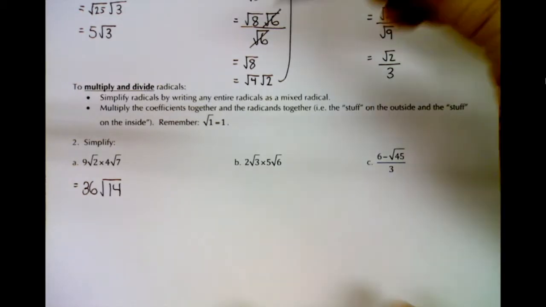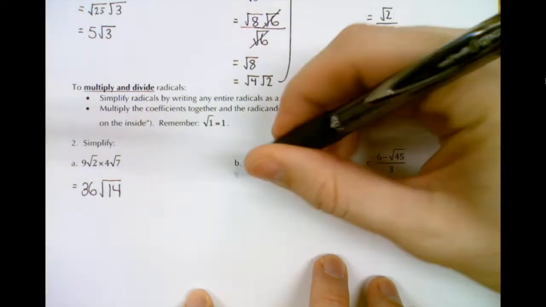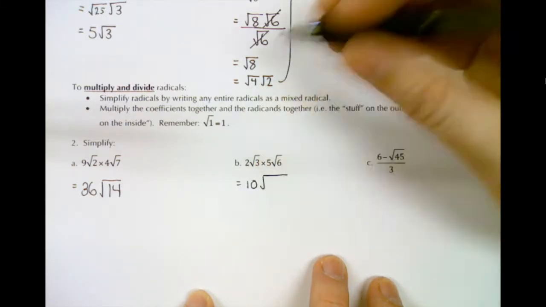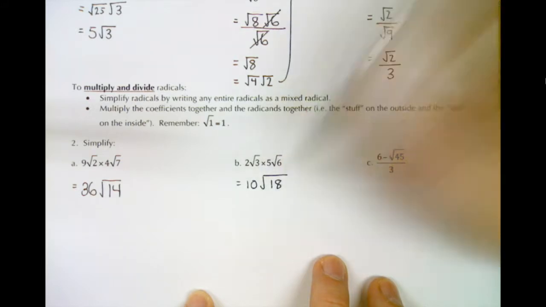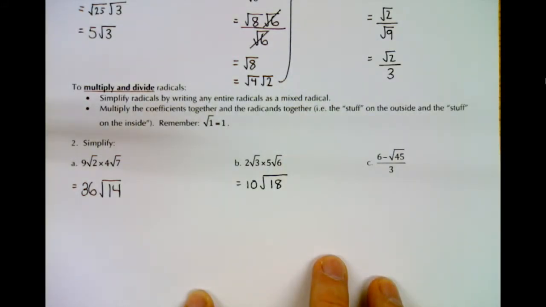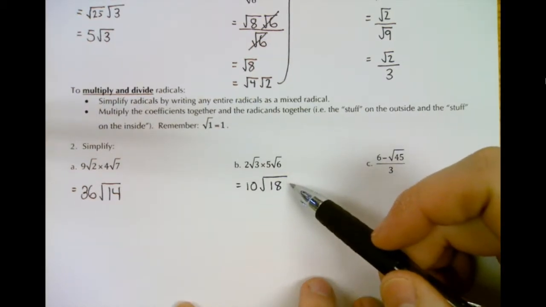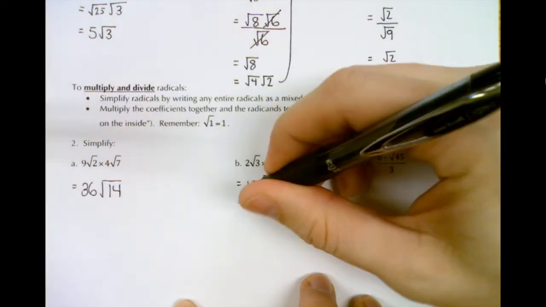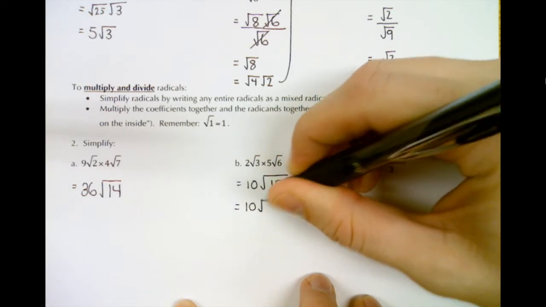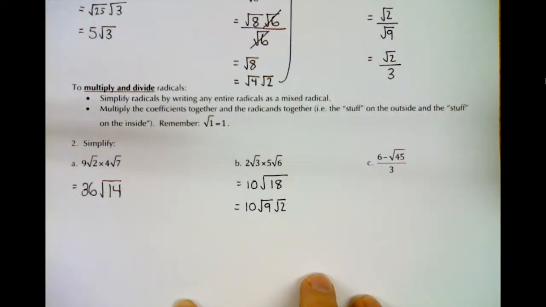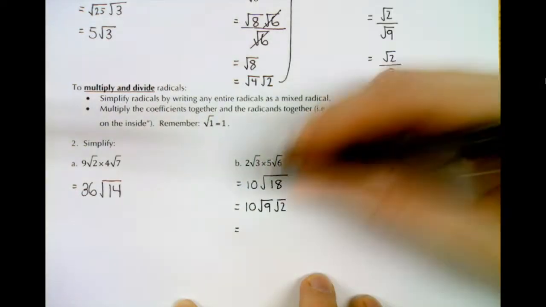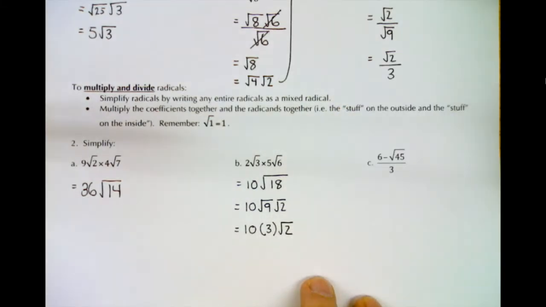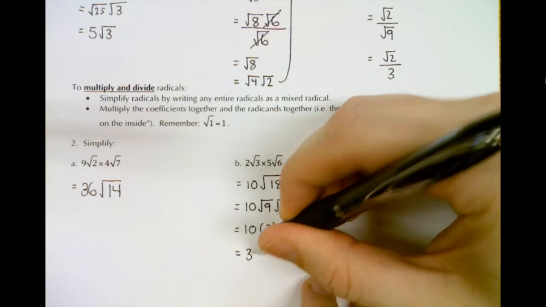Let's try another. B, 2 root 3 times 5 root 6. Start by multiplying the numbers in front of the root. 2 and 5 is 10. And then multiply the numbers under the root. 3 times 6 is 18. And 18 can be simplified. Or sorry, root of 18 can be simplified because we can split 18 into two factors, 9 and 2, and 9 is a perfect square. So let's split it. 10, root 9, root 2. And if we take the square root of 9, we get 3. So what we have now is 10 times 3 root 2. And 10 times 3 is 30 root 2.